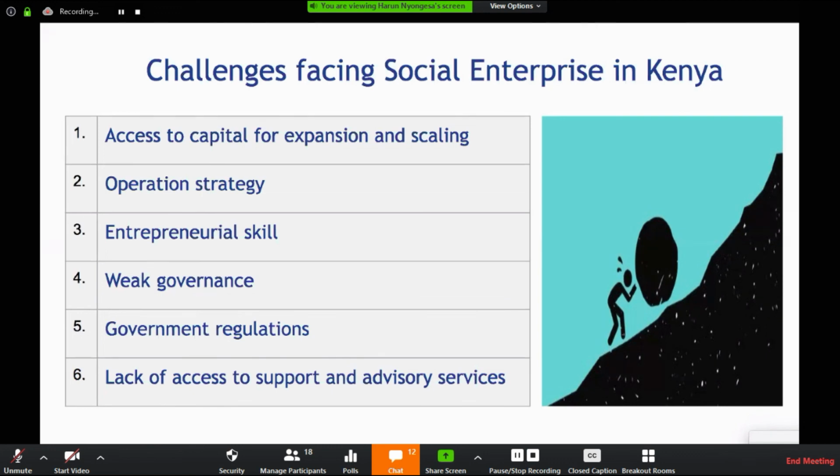Fifth, government regulations. Since we don't have laws that govern them, they are forced to meet various regulations at the county level and the national government level, which makes it complicated to run a social enterprise. In fact, a study found that a significant portion of the manager's time is taken trying to meet different regulations, which takes their focus away from their main business of serving those communities. Then sixth, lack of access to support and advisory services.